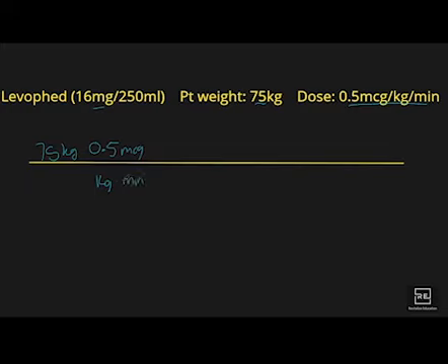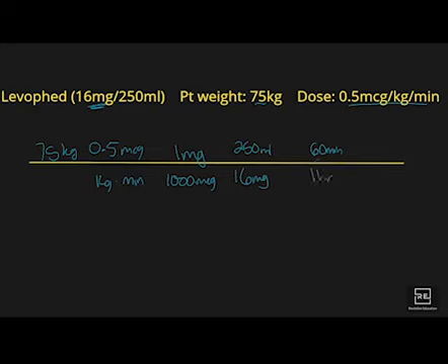Now that we've done that, our concentration is in milligrams, so we have to convert that. So you have 1,000 mics in 1 milligram. And now that we've got milligrams incorporated in there, we can incorporate the concentration. So you have 16 milligrams in a 250 ml bag. And again, we're not done yet. We still need to convert your minutes to hours. So you have 60 minutes in 1 hour.